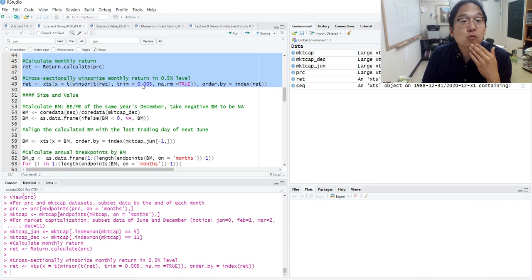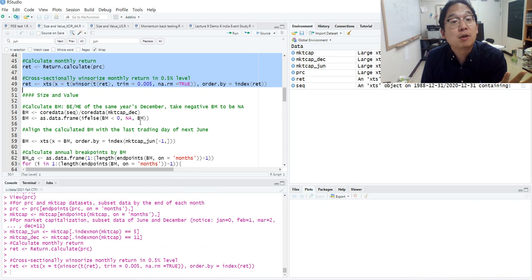Now it's time to do size and value portfolio. Calculate the book to market ratio of the same year's December. Take negative book to market to be missing value, NA, and drop it. Okay? So these are the ones that we do.